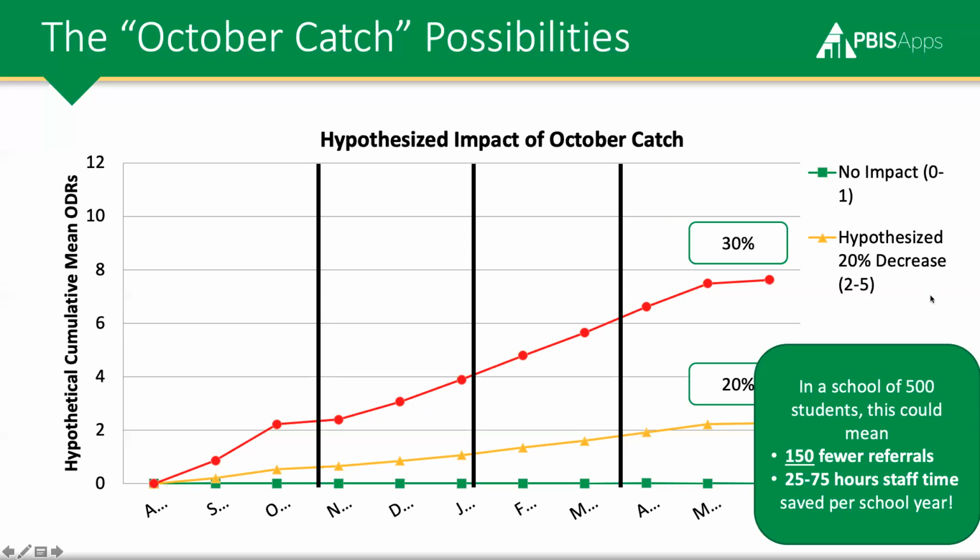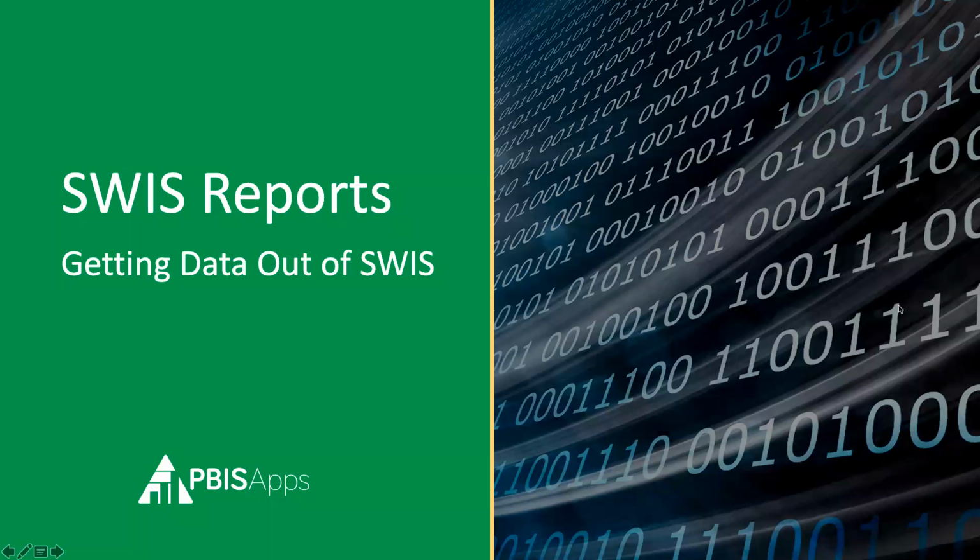So October is always kind of that. By Halloween, usually, Rob Horner used to say, by Halloween, we really need these kids in some kind of an intervention. So that always kind of stuck in my head, kind of by Halloween or that October catch.